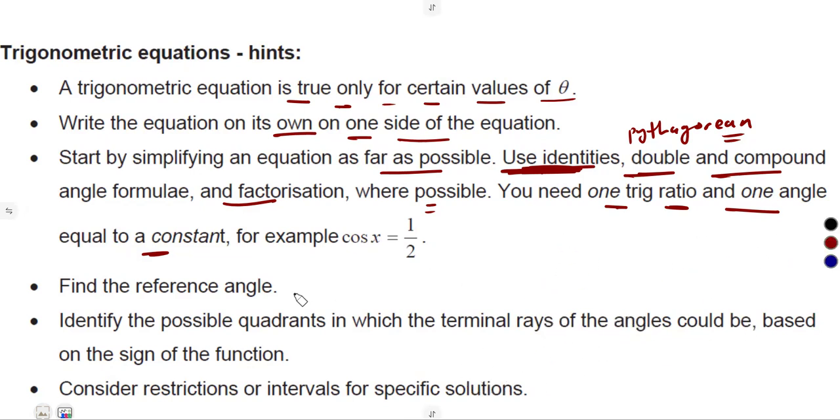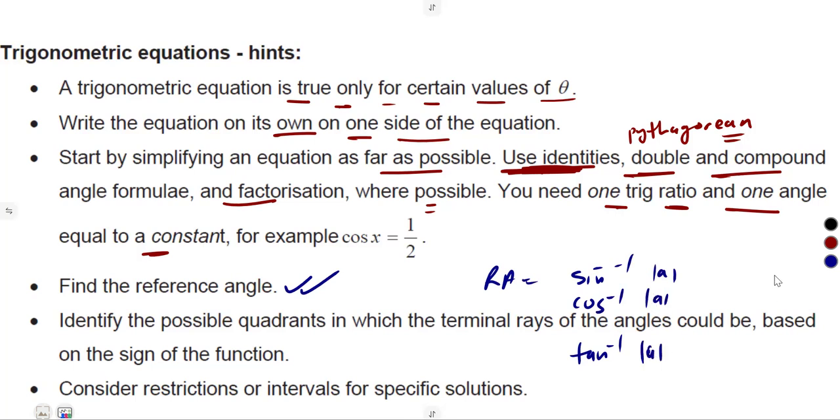Once we have that, determine or find the reference angle, where we talked about this. Reference angle is simply the arc sine, the arc cos, the arc tan of the modulus of a, take it as a positive. Then identify the possible quadrants in which the terminal ray of the angle could be, based on the sign of the function. That's where the sign now plays a role.